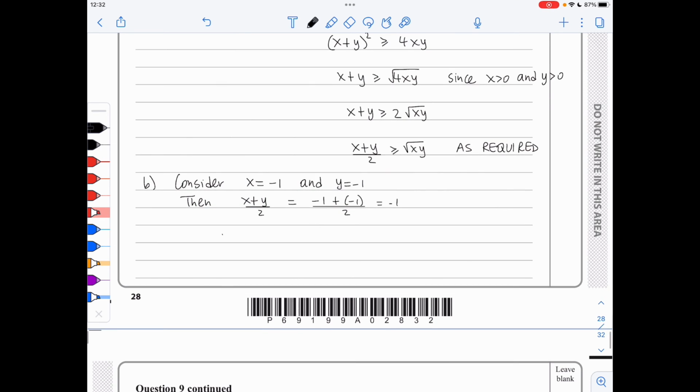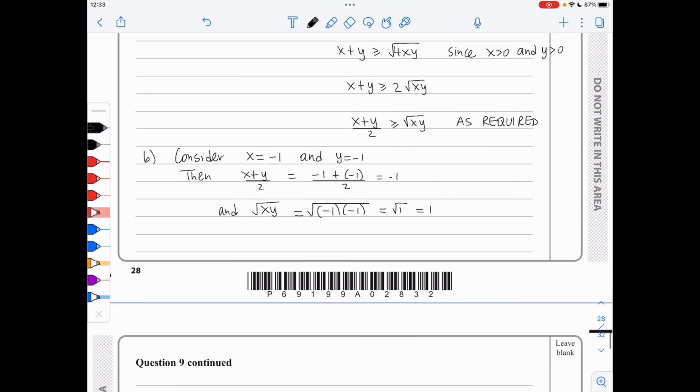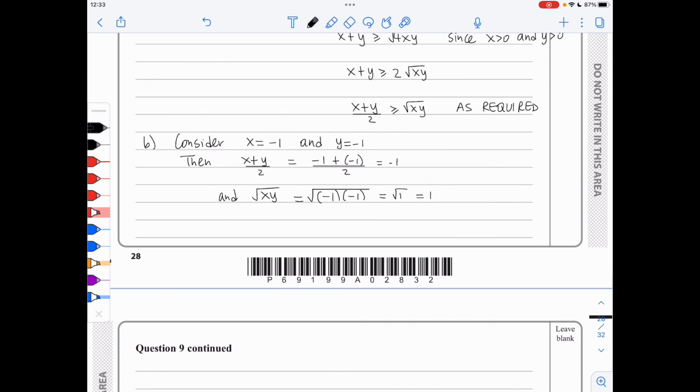And the root of xy will be the square root of (-1 times -1), which is the square root of 1, which is 1. And this means that (x plus y) over 2 is less than the root of xy, hence the statement is false.